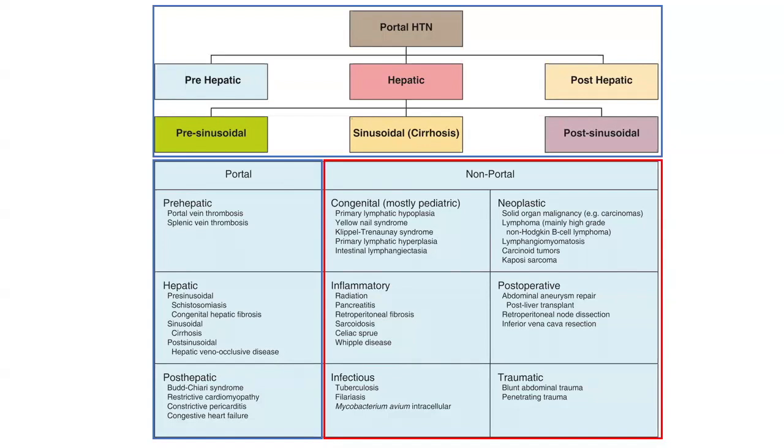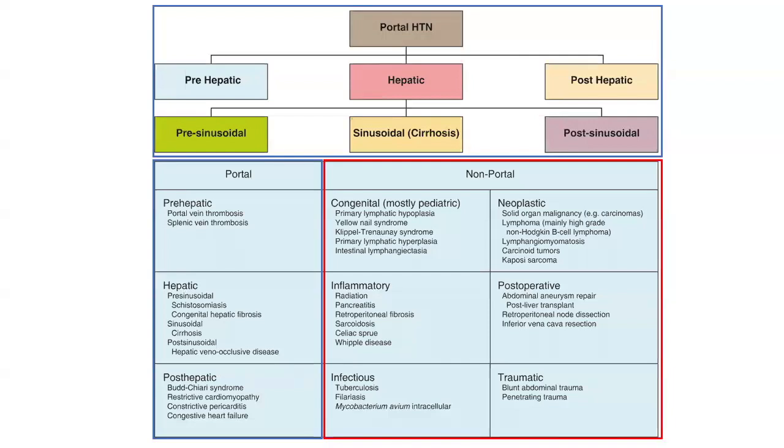So prehepatic things are mostly going to be clots in our patients. So portal vein thrombosis or splenic vein thrombosis are our prehepatic causes of portal hypertension. Hepatic, mostly going to be our cirrhosis. And then post-hepatic, Budd-Chiari or thrombosis of hepatic veins. And then your cardiac causes are going to cause backup of fluid and portal hypertension.